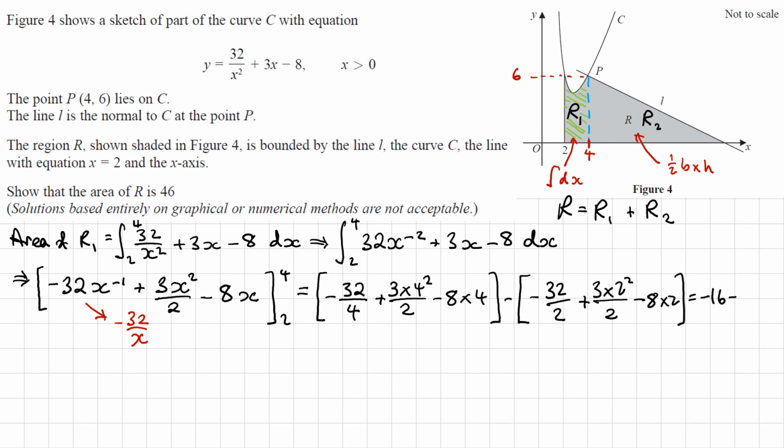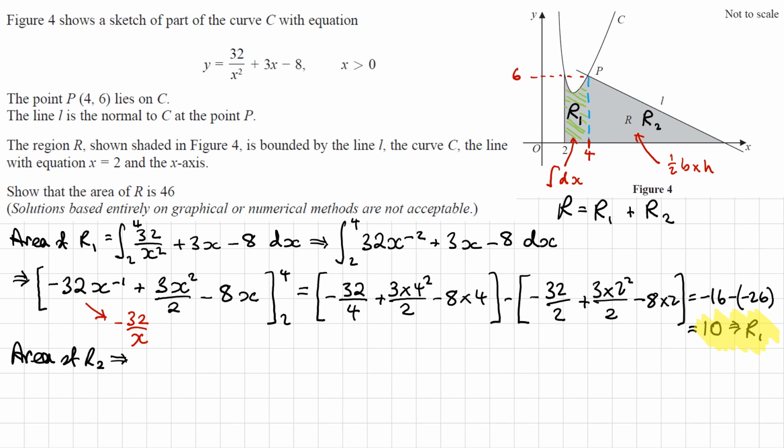So I'm going to be subtracting negative 26, and so that gives me a value of 10. So this is my area for R1. I'll just highlight that. I now need to find the area of R2.